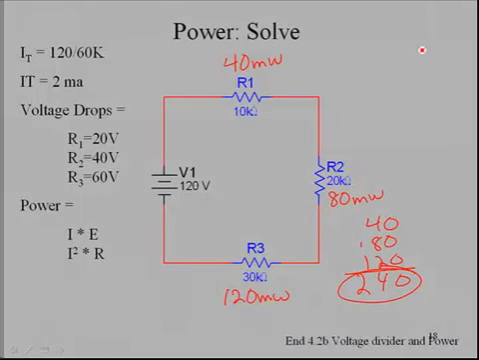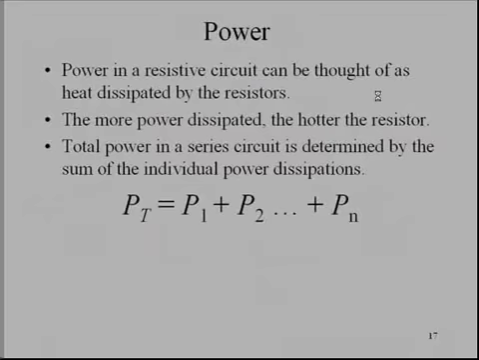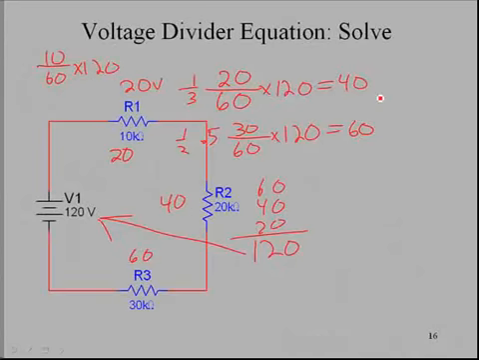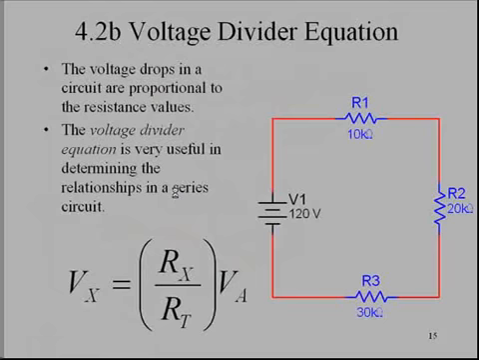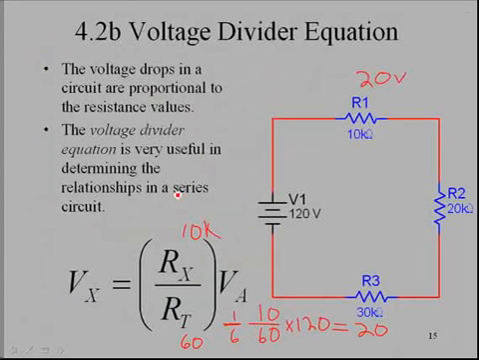Okay, this lesson we have looked at power in series circuits, and we looked at how the power is equal to the sum of all the drops. And we also looked at voltage divider calculations. We looked at the individual voltage drops across given components, and we found that the voltage drop was proportional to the resistance of the total circuit times the applied voltage. This concludes this lesson.